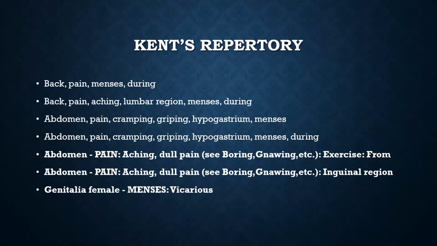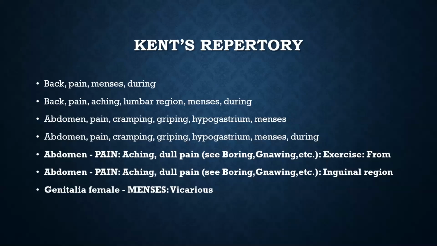Abdomen pain, cramping, gripping, hypogastrium, menses during. Then abdomen pain, aching, dull, exercise from. Again, aching, dull pain, inguinal region. Basically, these are the few rubrics which we can find. There are many more. According to what the patient comes and tells, you have to search.